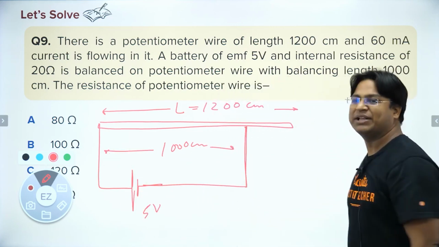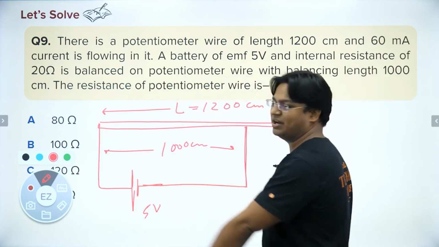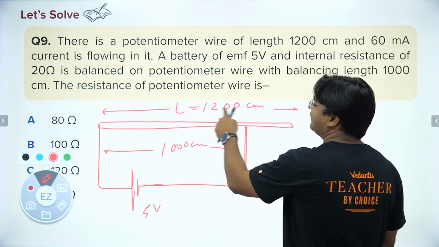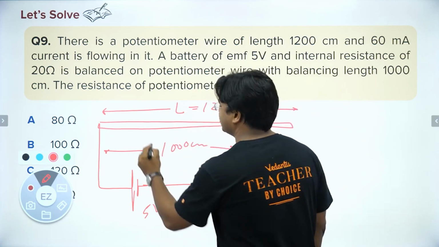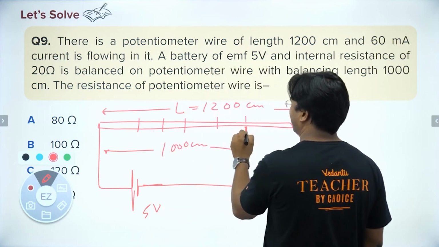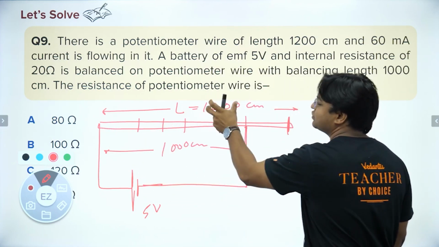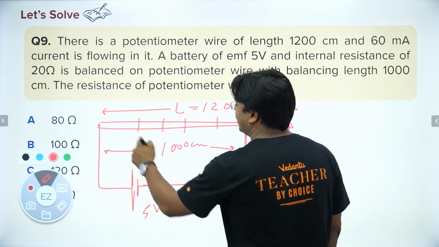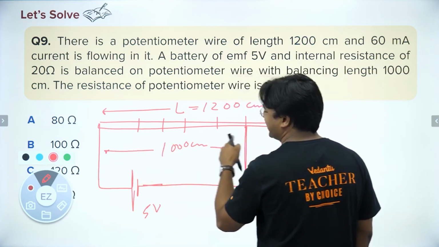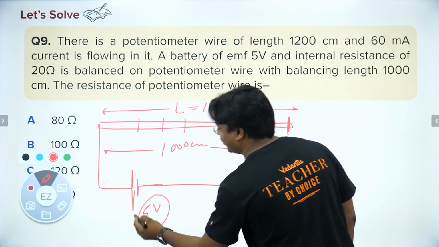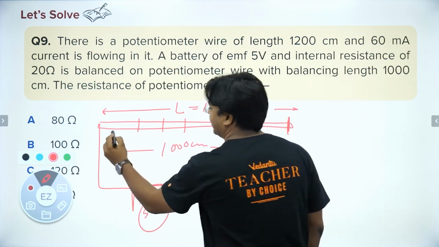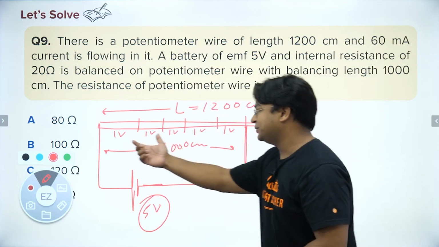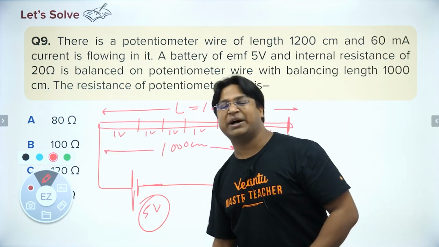Now we can obviously go by the usual method, but when I had an initial look at the values, it was evident that if I divide this 1200 into parts of 200, 6 parts will be formed, right? 3, 4, 5, and this will be the 6th part. So this 1200 can be divided into 6 parts of 200 centimeter each. All right. So 5 such parts constitute 1000 centimeter. So this 5 volt is divided among these 5 parts. So 1 volt here, 1 volt here, 1 volt here, 1 volt here, 1 volt here, which obviously means 1 volt here too, right? So the total potential difference across this wire is 6 volt.